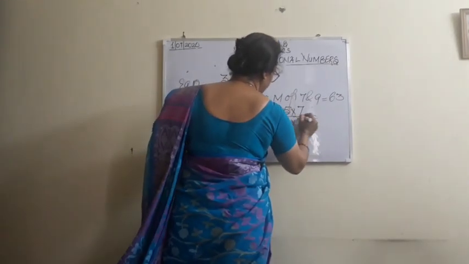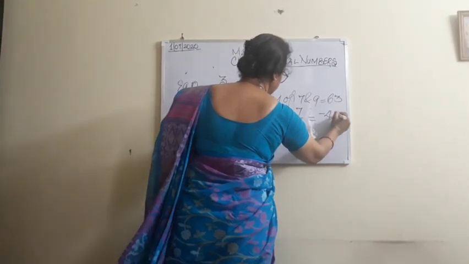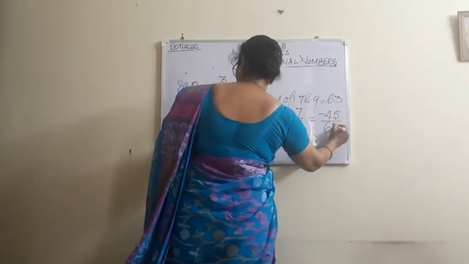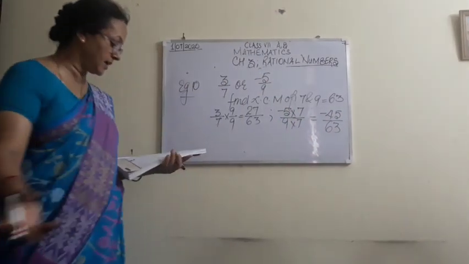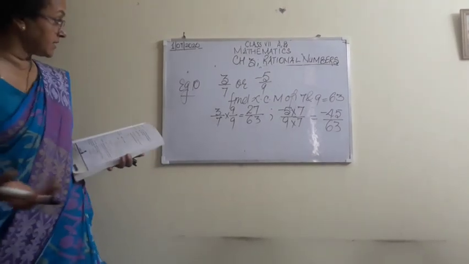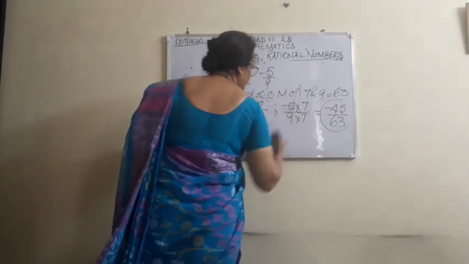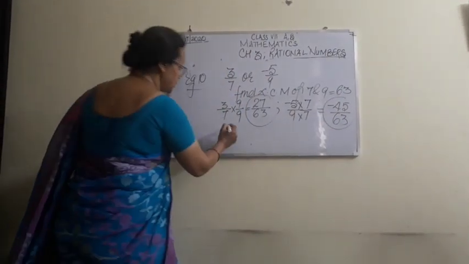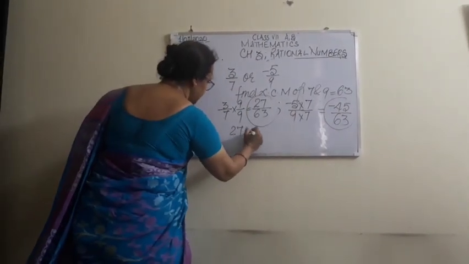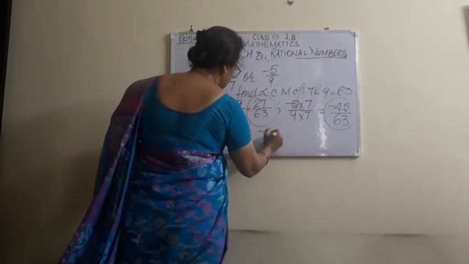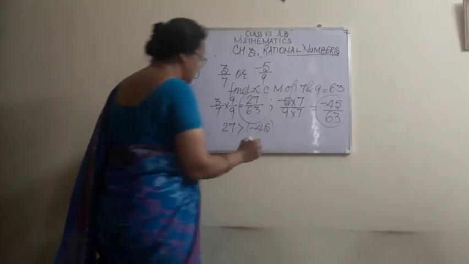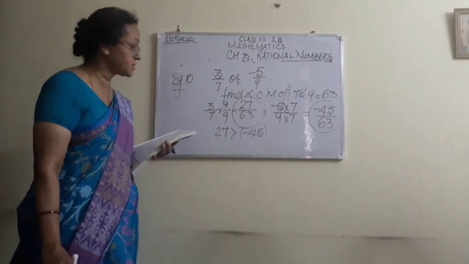What will it be? Minus 45 by 63. What they are asking is, which is greater? Both the denominators are 7, so we compare these two numbers. So 27 is greater than minus 45. A negative number is always smaller than a positive number.